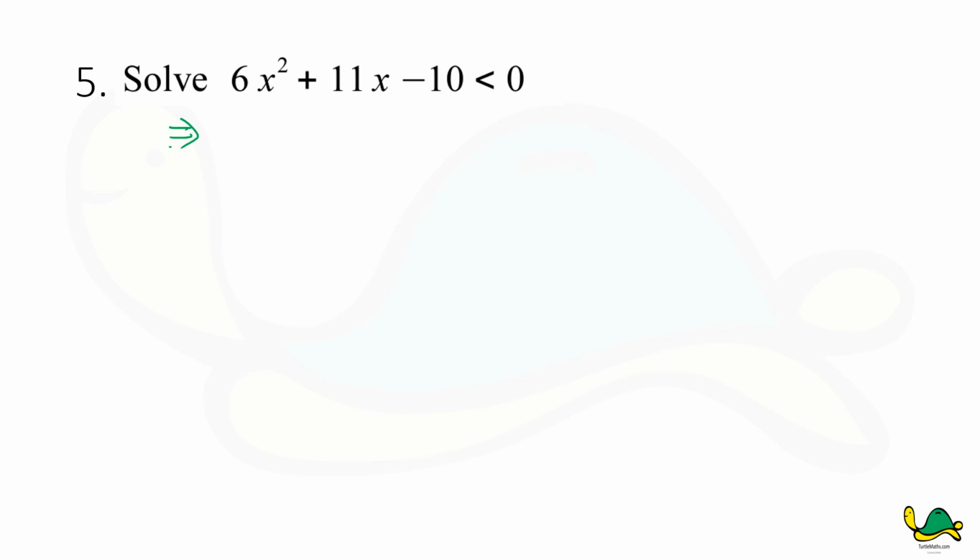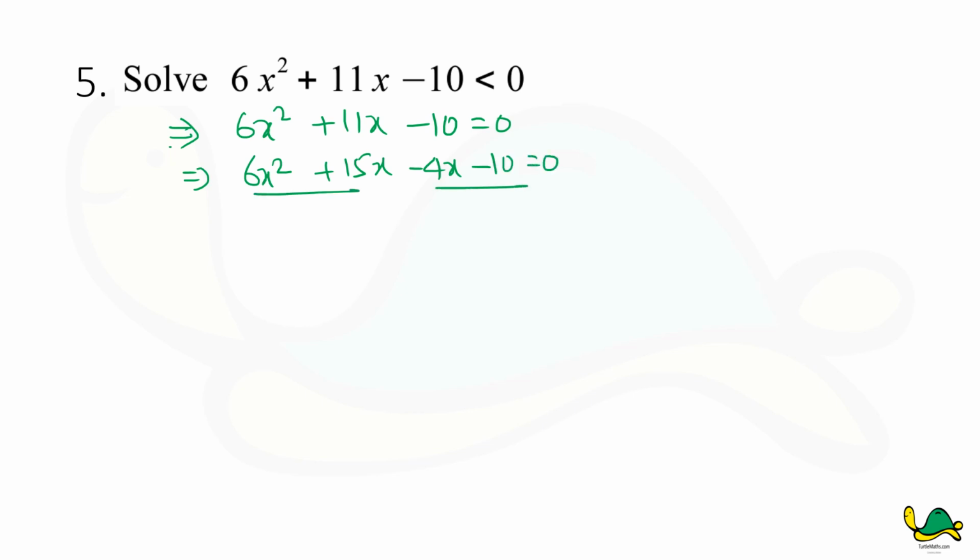Let's start. So I have got 6x square. I'm going to first equate it to 0. So 6x square plus 11x minus 10 is equal to 0. Then 6 times 10 is negative 60. So it means I can take 6x square plus 15x, negative 4x, negative 10 is equal to 0. Pair them up. And from here I can take 3x out, so I will have 2x plus 5, and from here I can take negative 2 out, so I will have 2x plus 5.